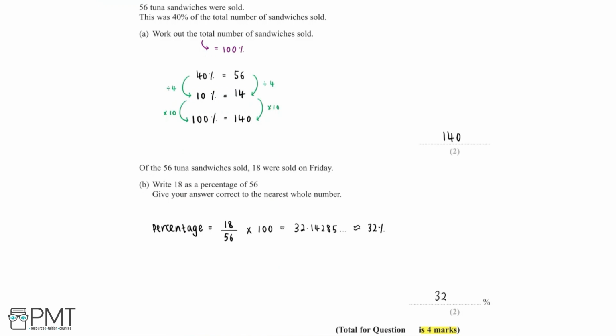We get the first mark in part A for finding that 10% is equal to 14. And we get the second mark in part A for therefore finding that 100% is equal to 140. Now in part B, we get the third mark for a process to find the percentage by doing 18 over 56 multiplied by 100. And we get the fourth and final mark for correctly rounding this to 32%, allowing us to achieve the full 4 marks needed in this question.